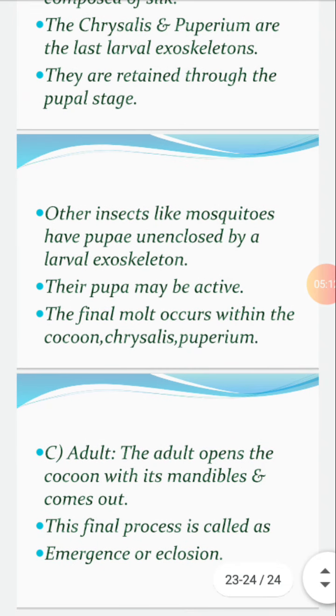Next is the adult. The adult then opens the protective covering of silk cocoon with its mandibles, like jaws, and then comes out of it. This final process of coming out is called emergence or eclosion.